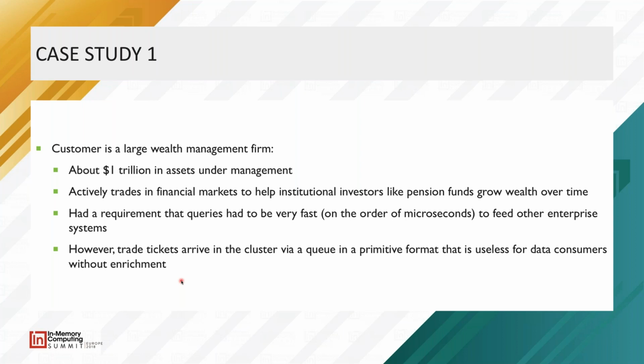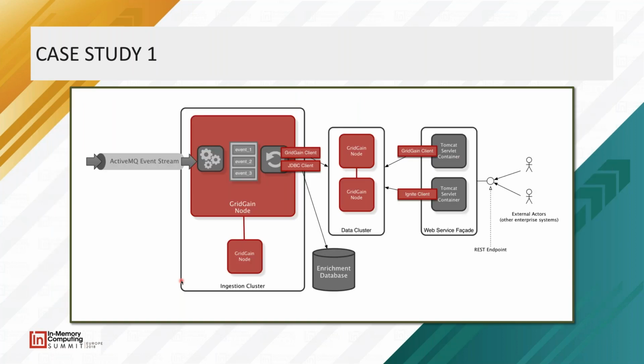They had a requirement that queries to other enterprise systems be extremely fast, on the order of microseconds, to feed the trading desk and whatnot. However, information arrives in this system in a primitive format, so it has to be enriched before it can even be queried. So we set up the architecture with an ingestion cluster and a data cluster. An ActiveMQ event stream pushed in a lot of unenriched trading events.